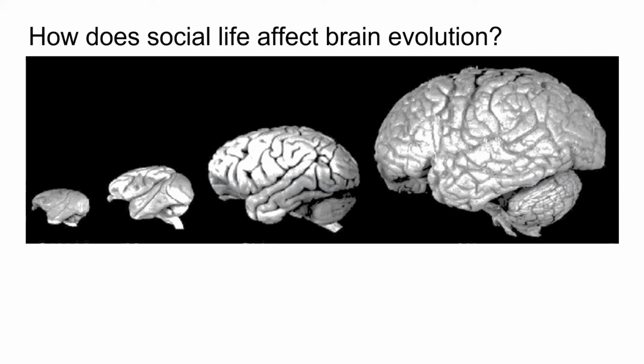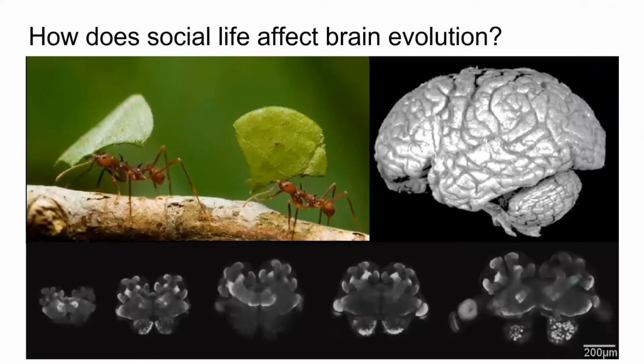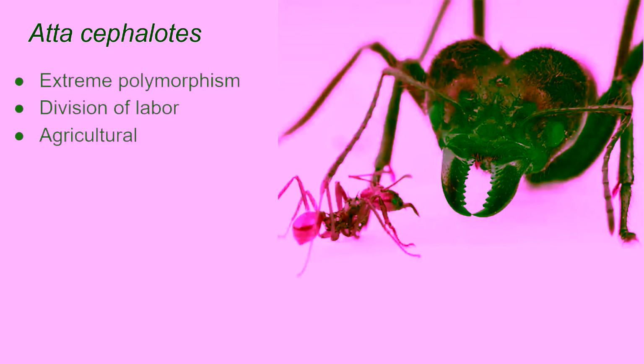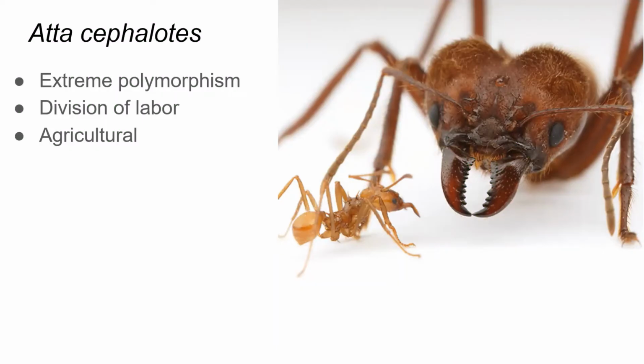Interestingly, a similar level of size diversity can be found within brains from a single species, one which is also highly social. These are brains from leafcutter ants, and they'll be the focus of my talk today. The specific model that I'll be using to examine social brain evolution is the leafcutter ant Atta cephalotes.